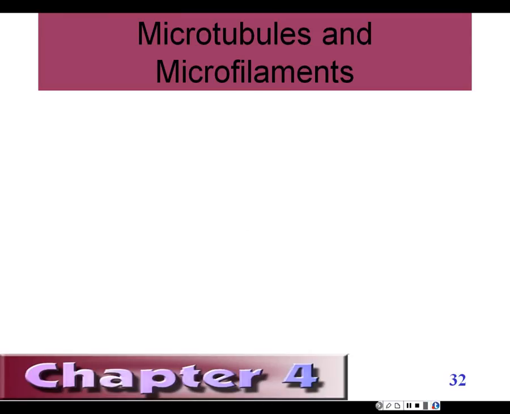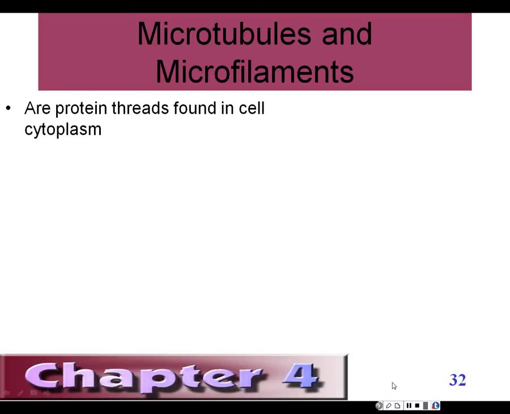Okay, let's talk about microtubules and microfilaments. Microtubules and microfilaments are protein threads that are found in the cell cytoplasm. And when you're reading your book, you'll probably read that there are actually three. I'm probably only going to talk about two. But in the book, you'll see actin filaments, you'll see microtubules, and you'll see intermediate filaments. So the microfilaments, the microtubules, and then an intermediate one.